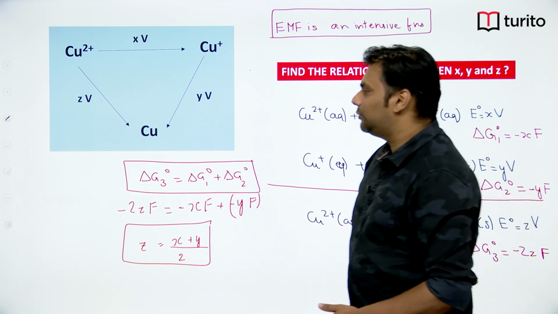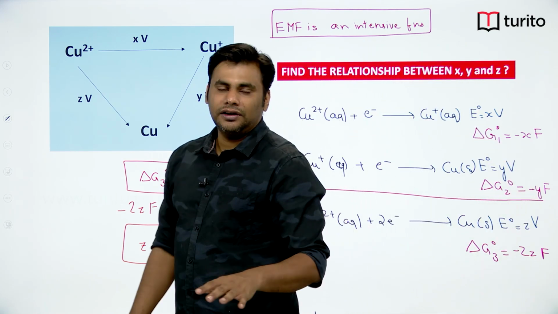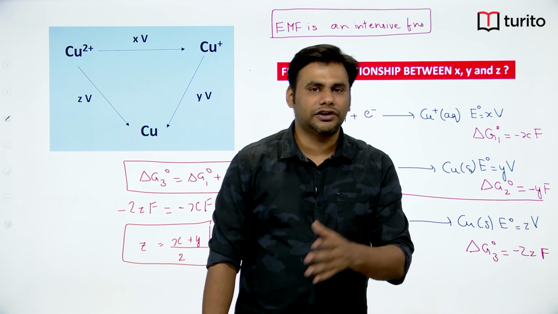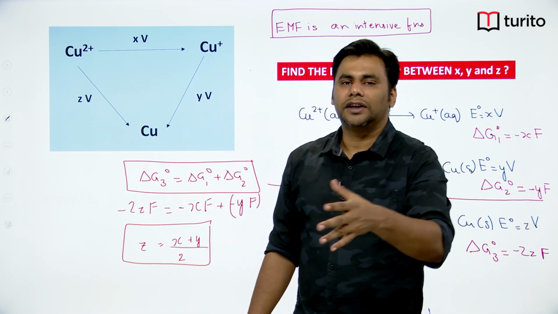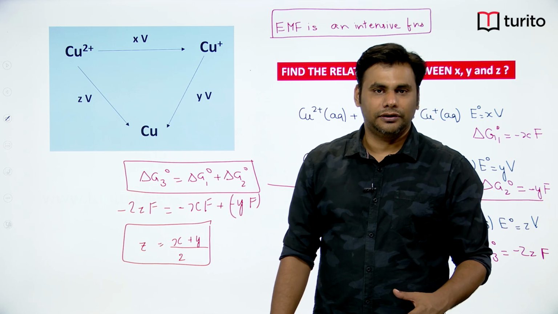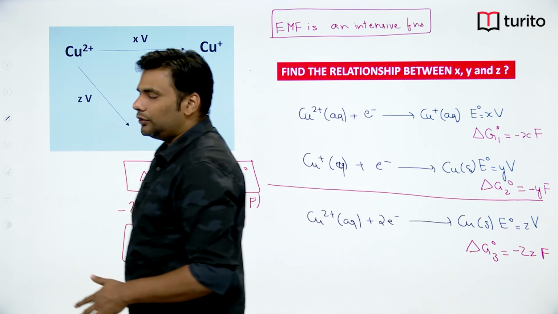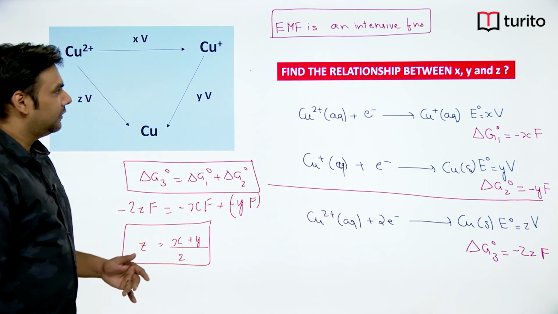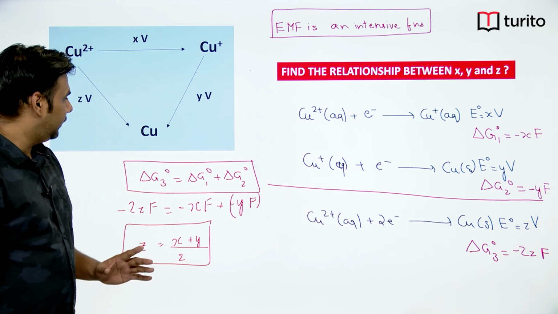So a Latimer diagram is basically a representation of the different oxidation states of a metal with its standard reduction potentials. I hope this is clear to you. You can take a snapshot of this as well. I hope this is clear to everyone.